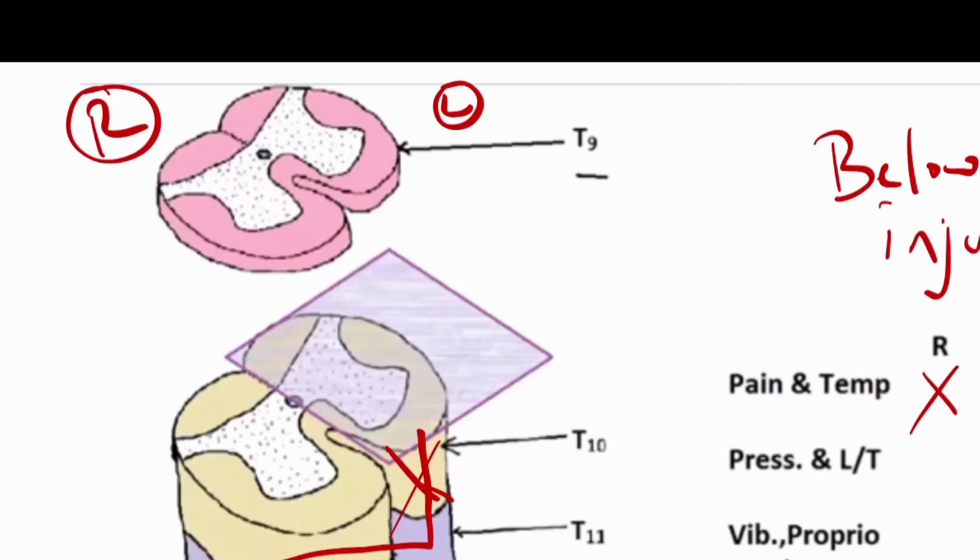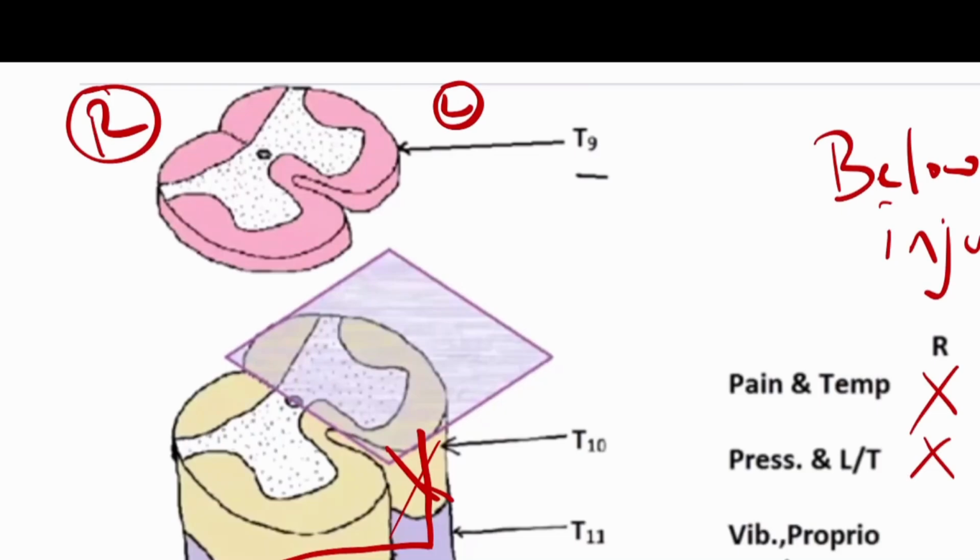Pressure and light touch. Will you be able to sense anything on the right leg below the level of the injury with light touch and pressure? It follows the same thing as pain and temperature. Will the left leg be able to sense light touch and pressure? Yep, we're good there.